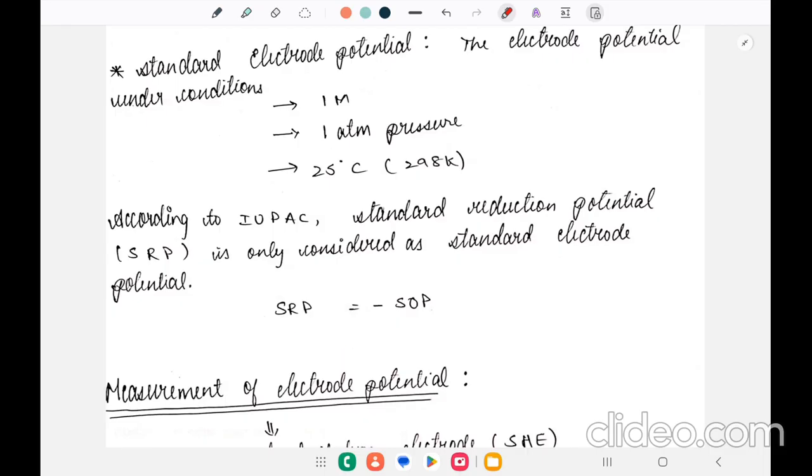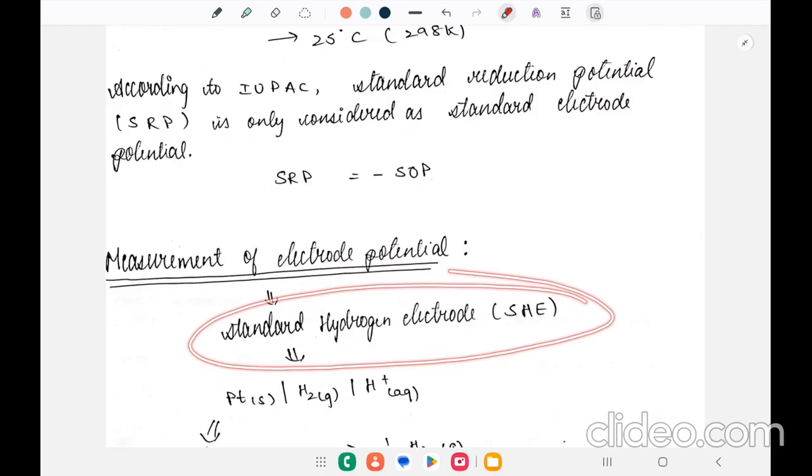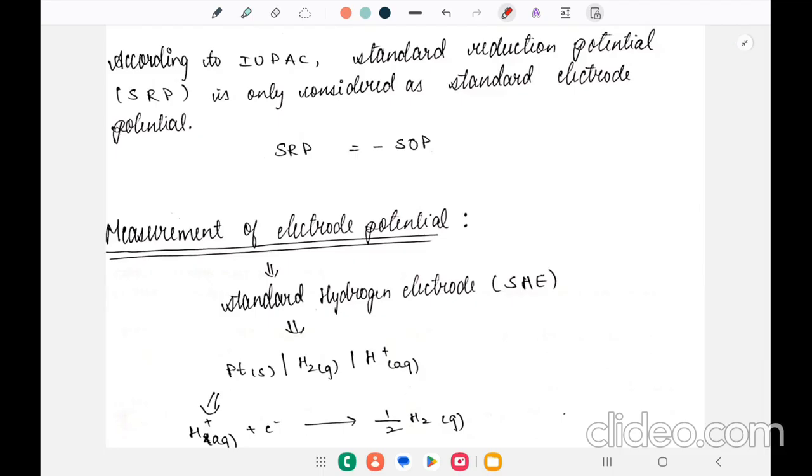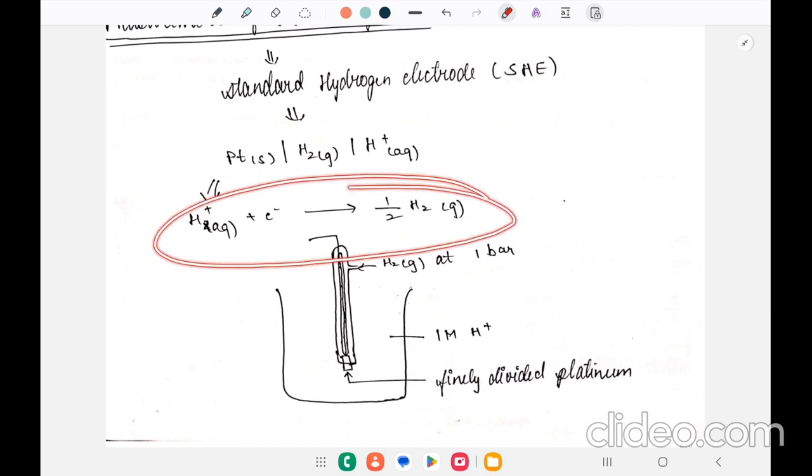Now we will understand the measurement of electrode potential. So how do we actually calculate the standard reduction potential of any metal? It will be done with the help of the standard hydrogen electrode. It is represented in this way, and the reaction will occur like this.